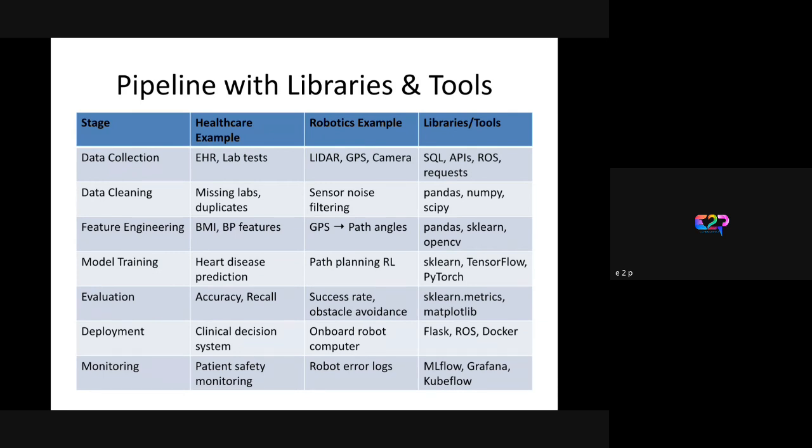And deployment, in healthcare examples, we do in a system called clinical decision systems, CDS, the normal nomenclature used in healthcare models. And on board the robot or on the cloud, for that we use Flask, AWS, or Docker. Then monitoring is done using patient safety monitoring and robot error logs, with libraries like MLflow, Grafana, or Kubeflow.